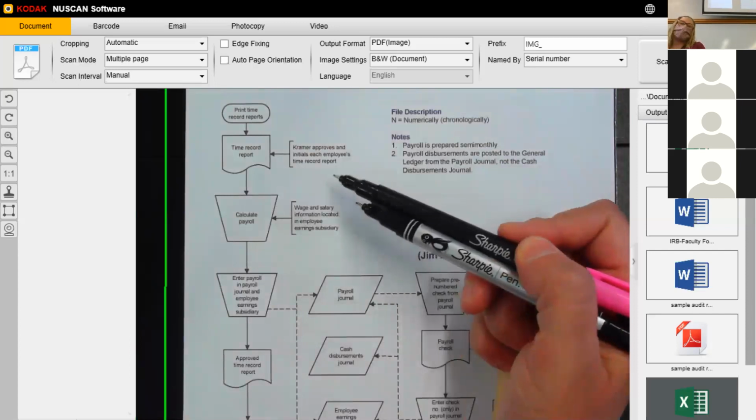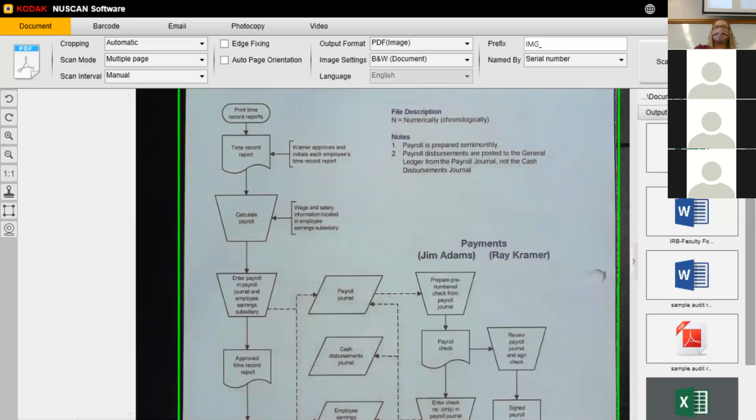What is that an example of? An example of an internal control. And what type of internal control is it? Yep, an authorization control, exactly.